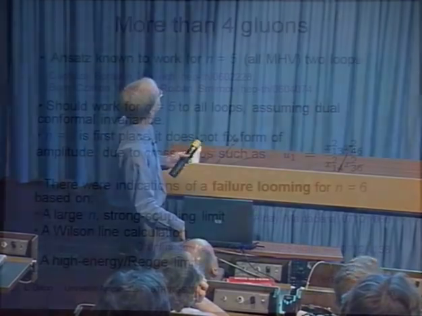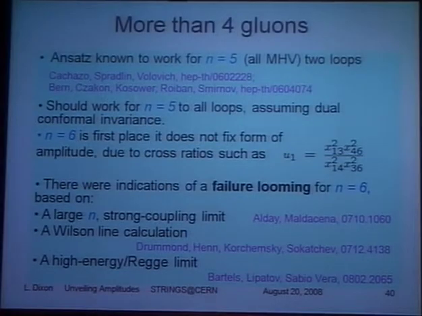Now, when you go to the case of more than four gluons, the ansatz was known to work at two loops for n equals 5. And then if you assume this dual conformal invariance, you could argue that it worked to all loops. And the reason is that this was enough to fix the structure of the five-point amplitude.